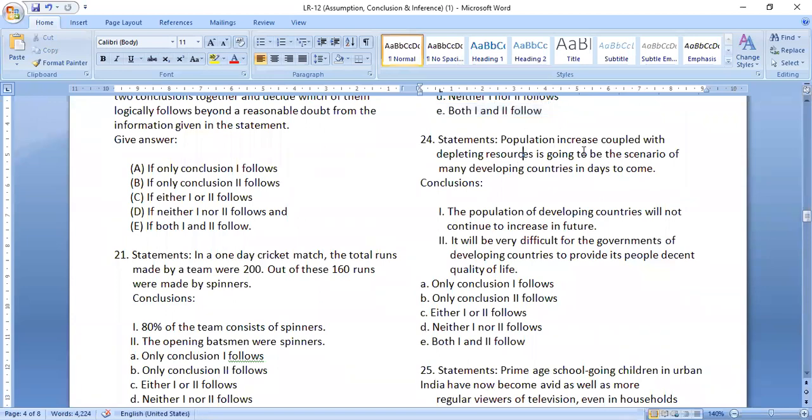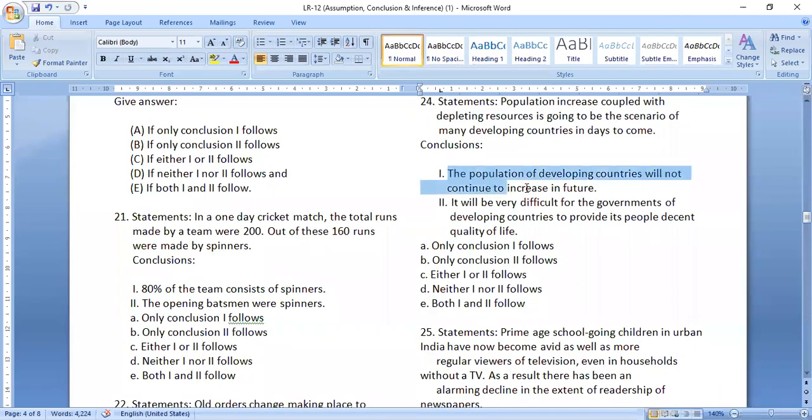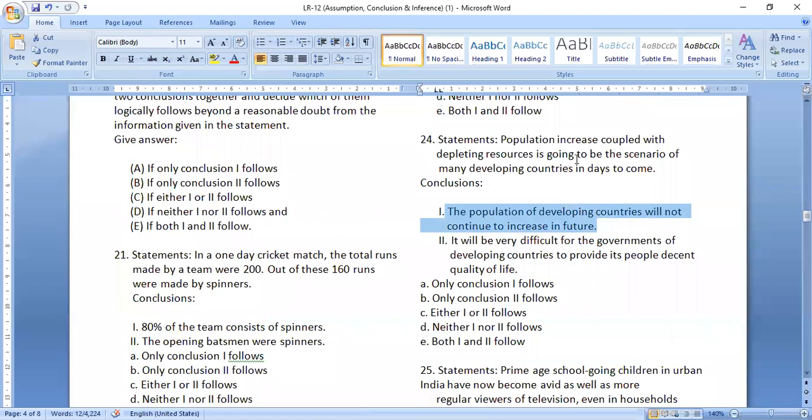So the statement: population increase coupled with depleting resources is going to be the scenario of many developing countries in days to come. So the first conclusion: the population of developing countries will not continue to increase in the future. I don't think so, right? No, sir. I don't think so, right? Contradictory, sir. Yeah, it will.